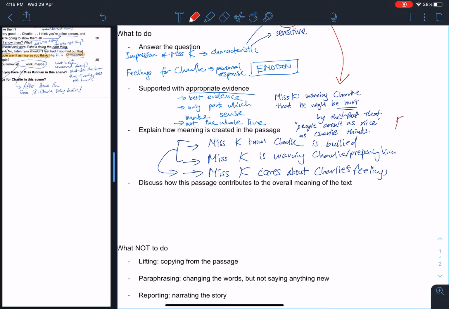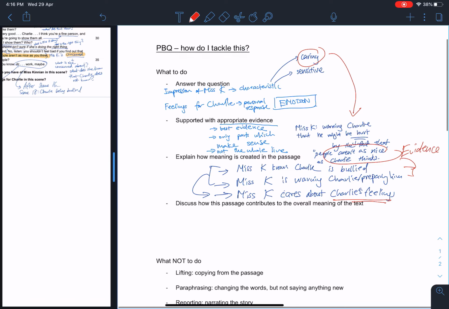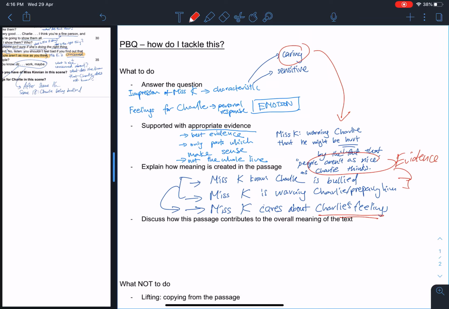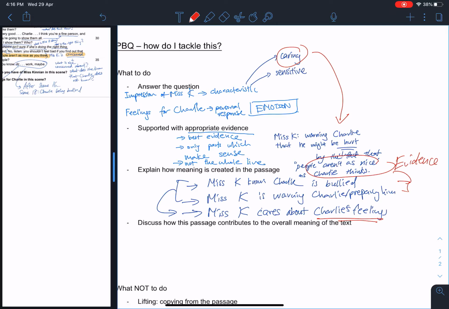Oops, sorry. And what does it mean? It means that what she is caring about is that I summarized it, and then I show that she cares about Charlie's feelings, that she doesn't want him to get hurt. Okay, so that is how I can use the details to explain myself.